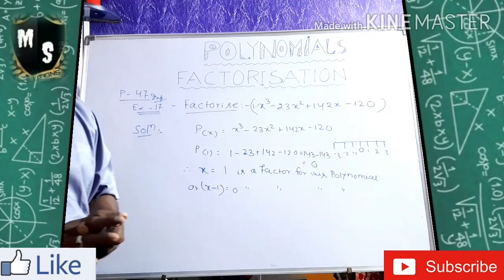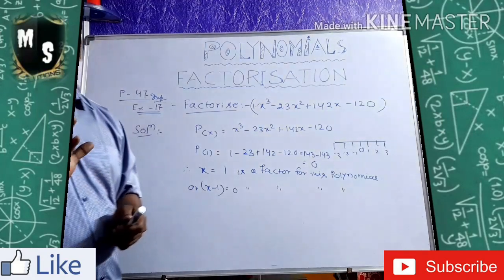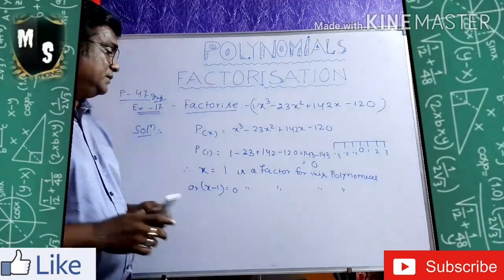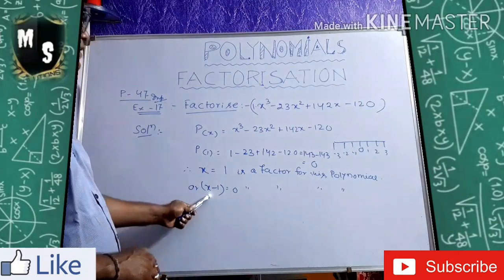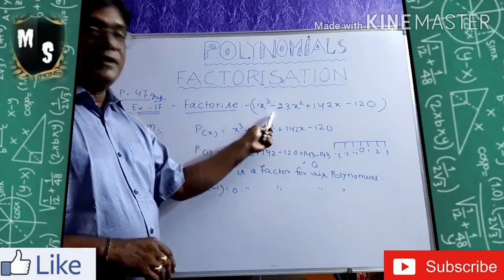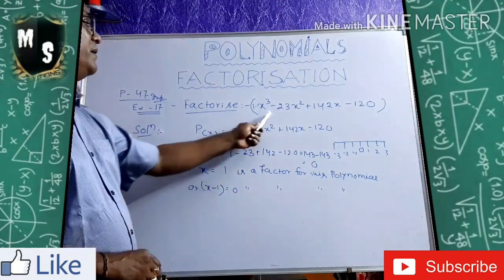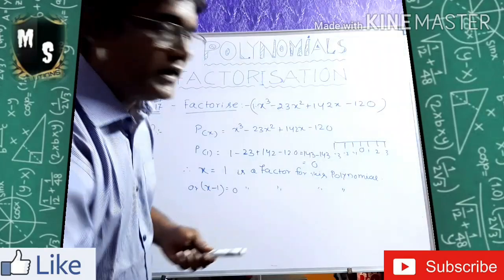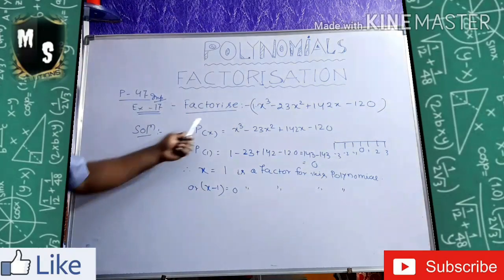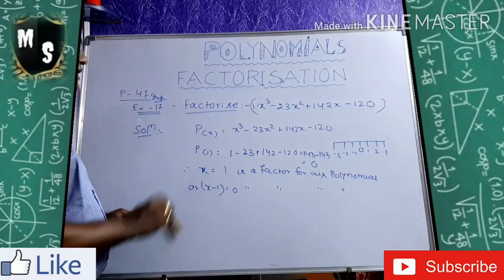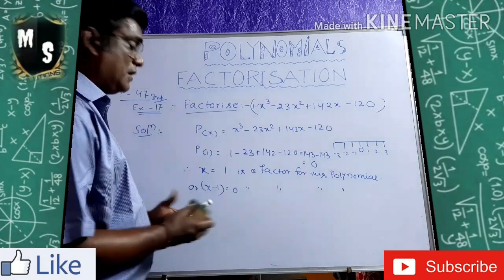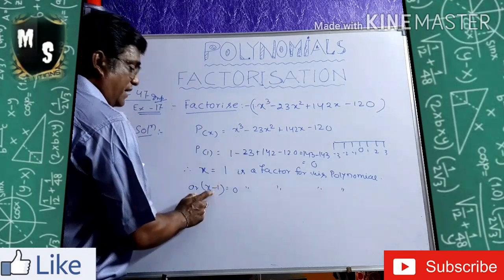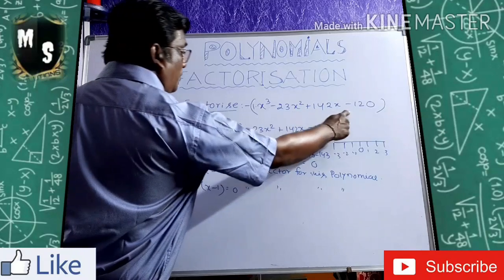You understood now? So when it is a factor, definitely this x minus 1 is going to divide this polynomial. So let's have a division. Simple division. Already I told you about the division. I hope you understood this. I have to rub this because I will go for the next part. What is the next part? You have to divide this whole polynomial by x minus 1.